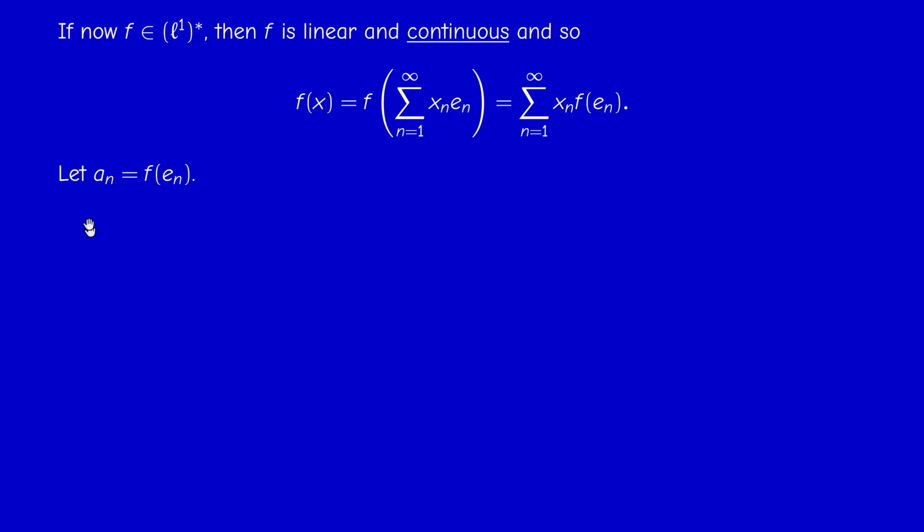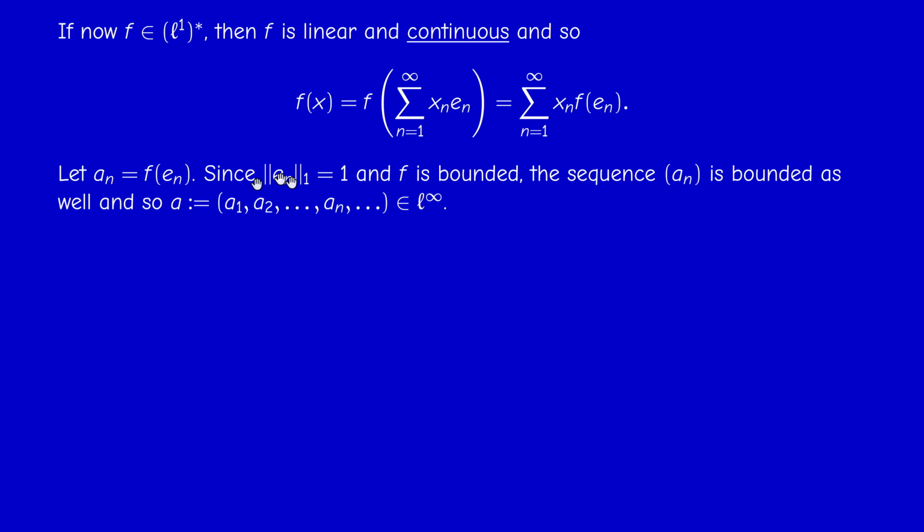If I put, for each n, an equal to f of en, observe that the norm 1 of en is 1, because this is 1 plus 0 plus 0. And since f is bounded, the sequence an is bounded, because f is bounded on the unit sphere. So this is less than a certain constant.